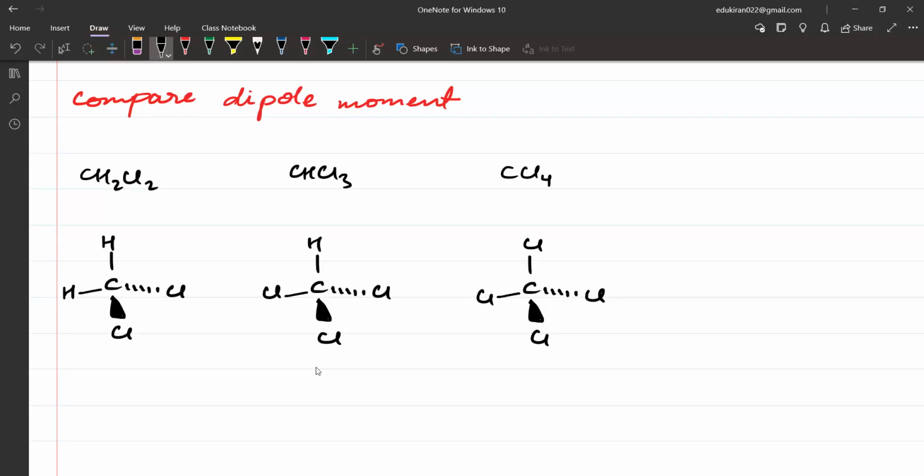Now, since we have only chlorines, all the chlorines will have delta negative charge. Carbon will have delta positive. So there will be a dipole moment. All these are going to have dipole moments.